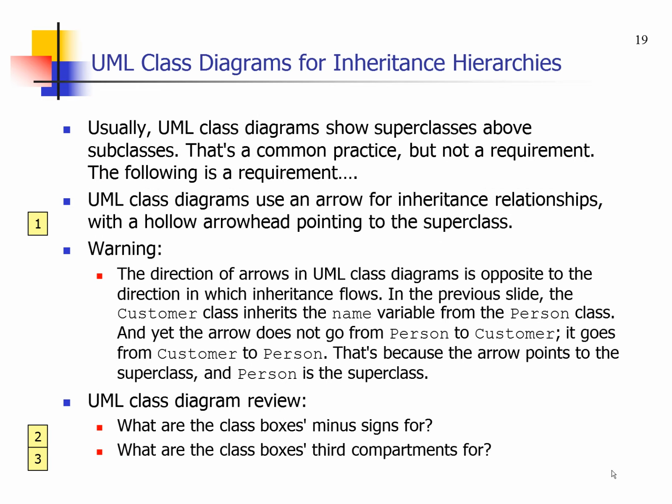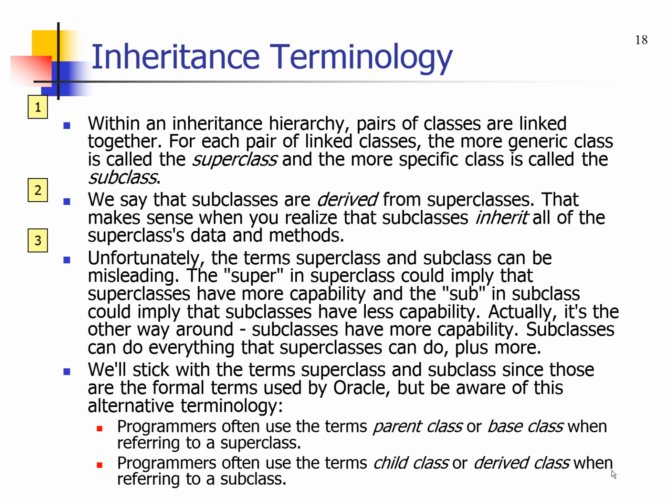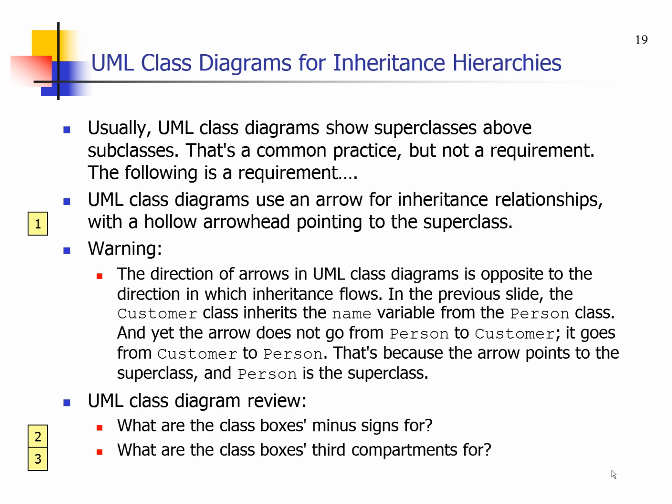Okay, let's continue on. All right, UML diagrams. We actually just saw one right there. There's our UML diagram. Not necessarily required, but a lot of people do them. Now at the bottom, actually, there's something here that's kind of important. They talk about what the minus sign is for. Well, the minus sign is public or private. Minus is private, plus is public.